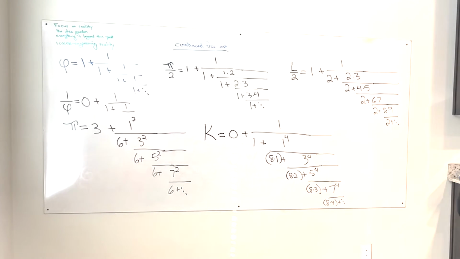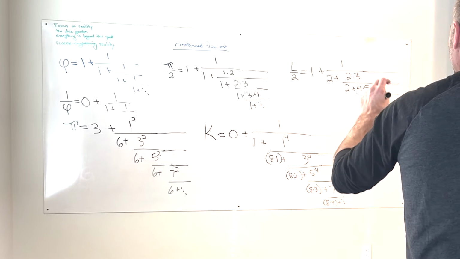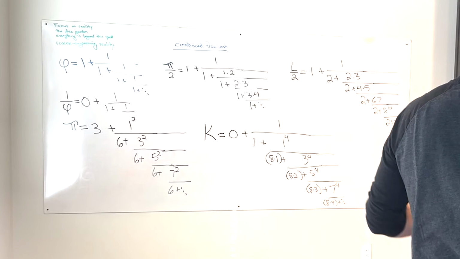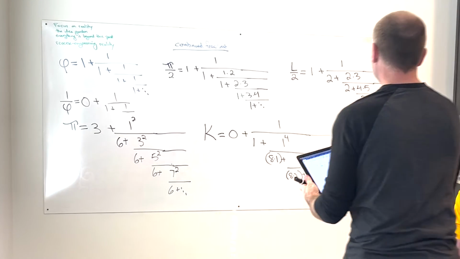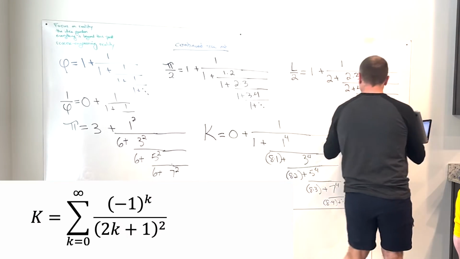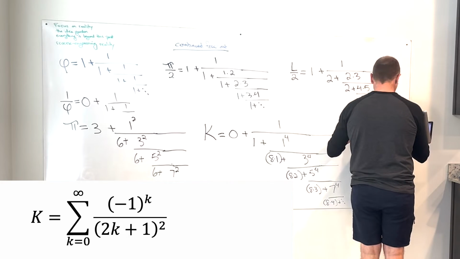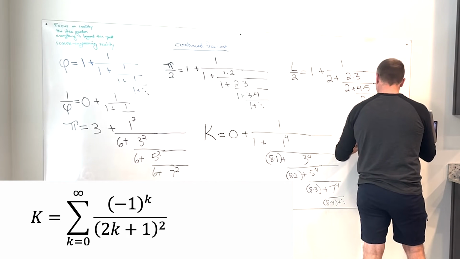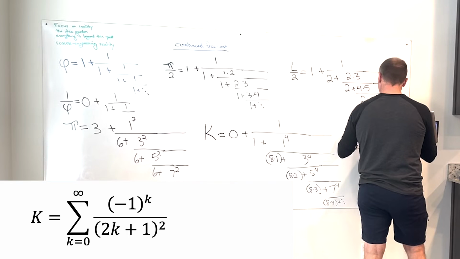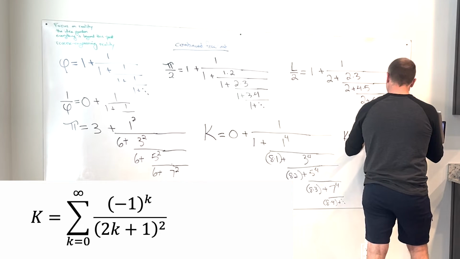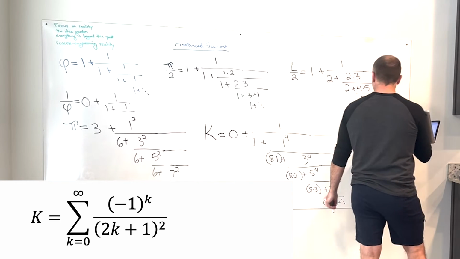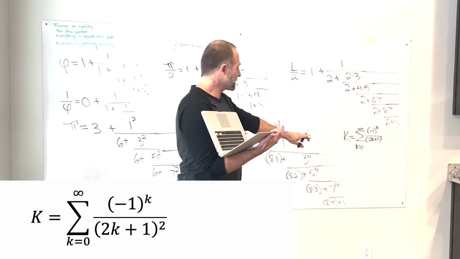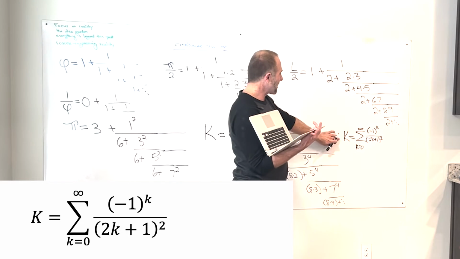Let me say this: the Catalan constant is equal to... We can write it as a summation series also. So Catalan also equals the sum from k equals 0 to infinity of (-1)^k over (2k plus 1) squared. Okay, this is just the summation representation of the Catalan constant.